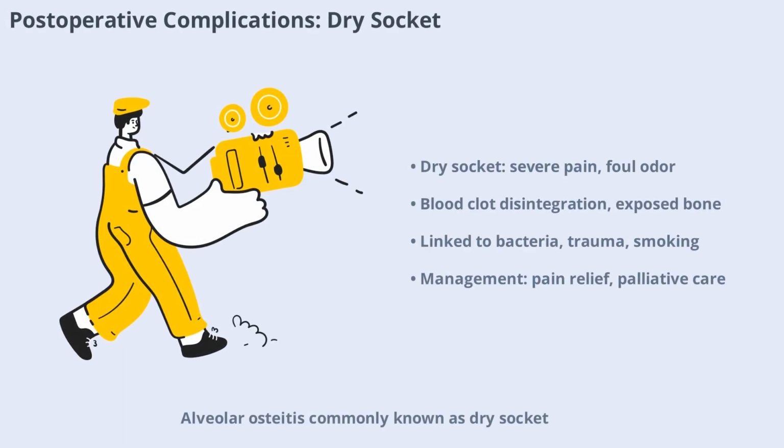Alveolar osteitis, commonly known as dry socket, is a postoperative complication characterized by severe throbbing pain, foul odor, and disintegration of the blood clot, exposing bare bone. It is linked to bacterial factors, trauma, smoking, vasoconstrictors and local anesthesia, and oral contraceptives. Management focuses on pain relief and promoting healing, often requiring palliative care and patient reassurance. Recognizing dry socket early and providing appropriate care is crucial for patient comfort and recovery.